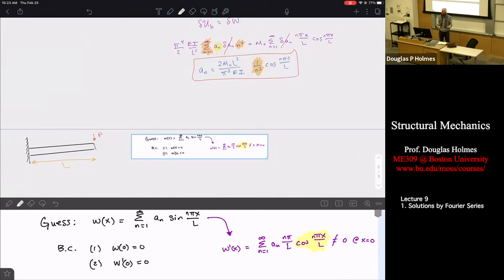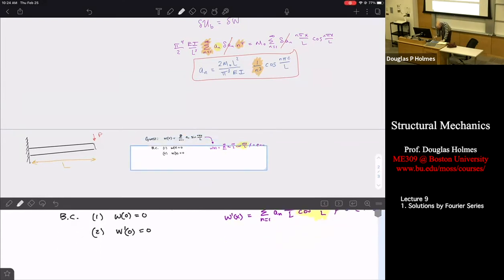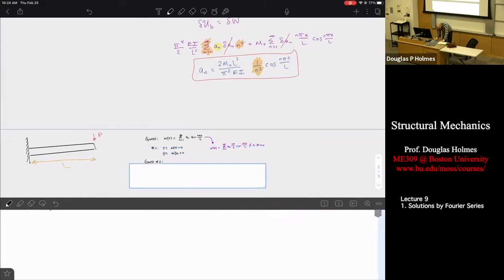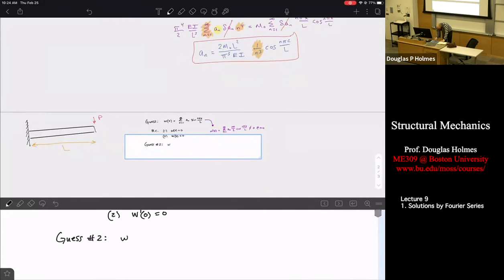So let's try again. We know that we want the derivative to be 0. We know that we want to use a trig function. So it might make sense. We know that sine would give us a 0 there. And we know that to get sine as the first derivative, we should choose a cosine function. So why don't we choose that our Fourier trig series is a cosine series instead? So we'll do guess number 2. Guess number 2 is: why don't we just pick a cosine? Because a cosine will give us a derivative being a sine.